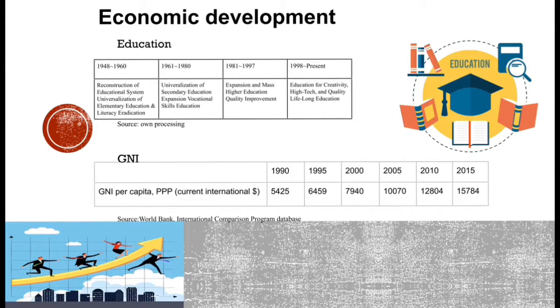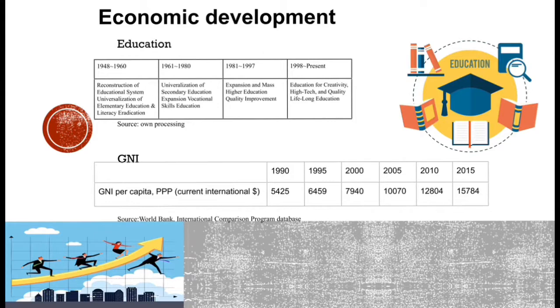The Korean education sector has expanded enormously due to the unusually strong parental drive to see their children better educated. As we can see on the chart, South Korea is now pursuing education for creativity and high technology with a high quality lifelong education, which means Korea has made good progress in educational development.